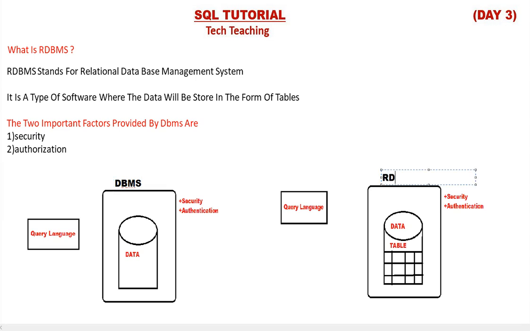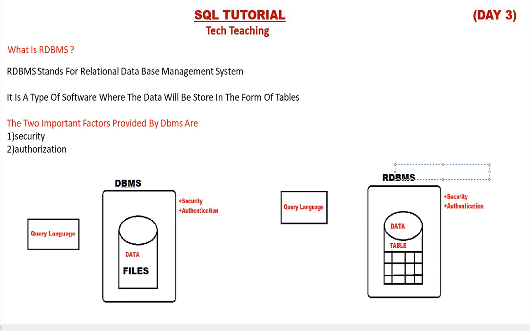This is RDBMS. Here in DBMS the data will be stored in the form of files. Here in RDBMS, the data will be stored in the form of tables, so that it is called RDBMS. Here the data is stored in the form of files, so it is called DBMS. So this is the basic difference between these both.